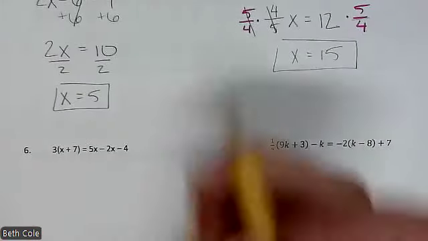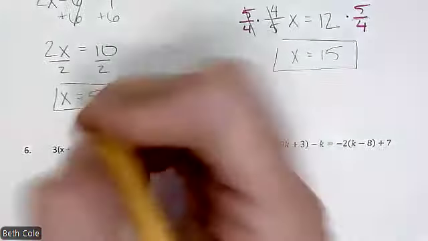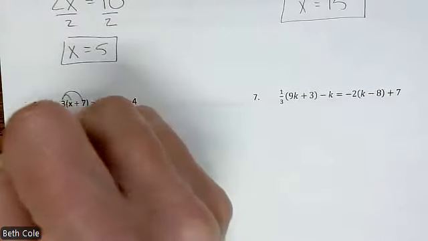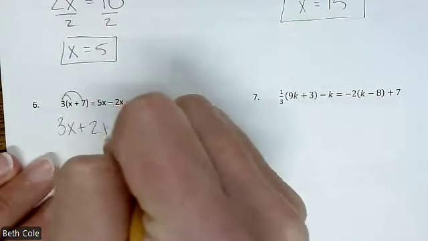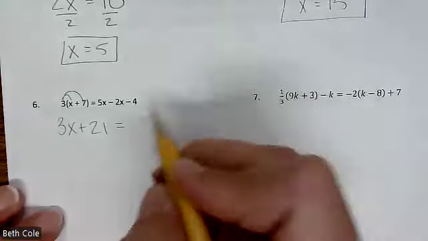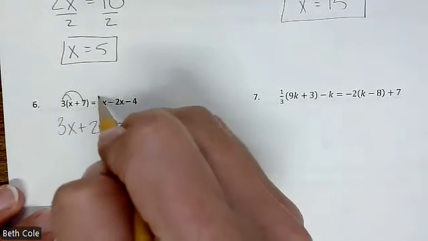All right, number 6. We're going to distribute into the parentheses. If you see parentheses, you have to distribute. What's that going to give you? Does anybody know? 3x plus. Good job. Equals. Now you have some combining to do on the other side. Do you see how there's a 5x minus 2x?